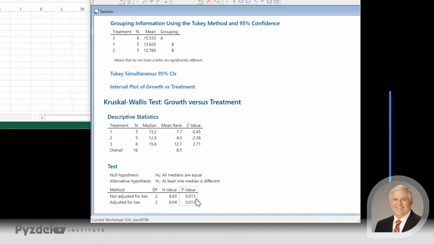The p-value is 0.013, so that's less than 0.05. So we conclude that the medians are different between the three treatments. The p-value in the ANOVA was 0.003, so this one is about 4 times as big. That's because the non-parametric methods are less powerful than parametric methods. And if the assumptions are met, we prefer to use the parametric methods because of that greater power. But nonetheless, the conclusion is the same. There are differences, and the mean rank tells us which groups are different from one another.